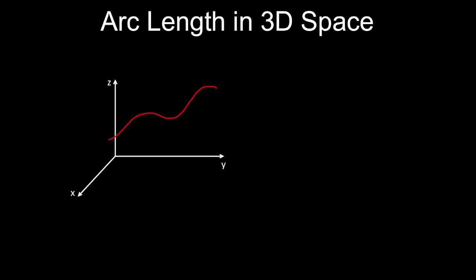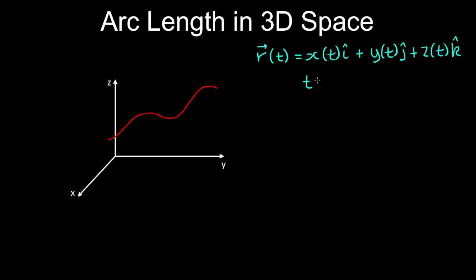We can find the length of a smooth curve described by the position vector r of t, which has an x component, a y component, and z component, over an interval from a to b, in a similar way that we did for curves in the plane.